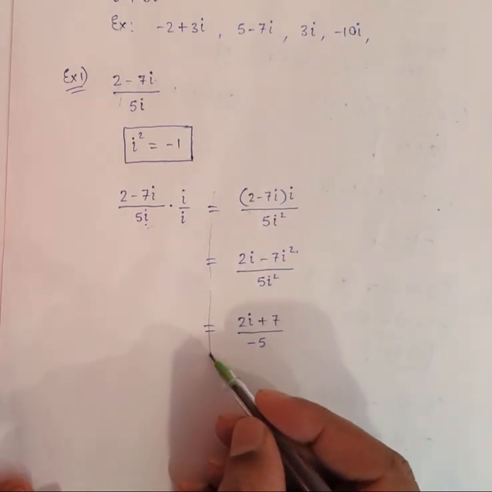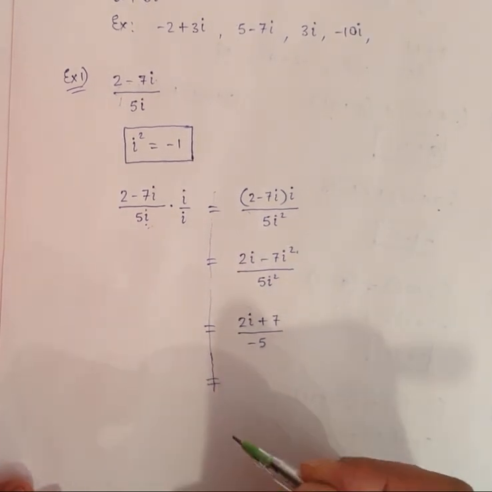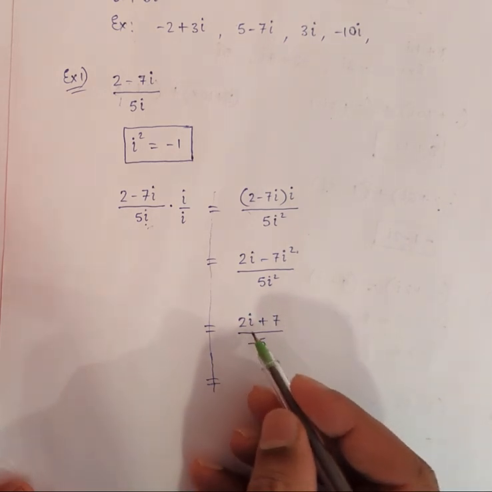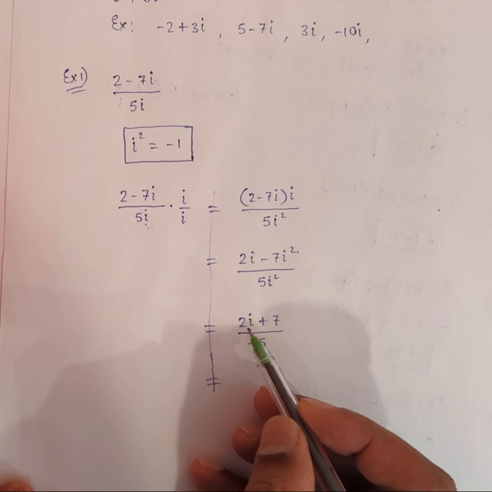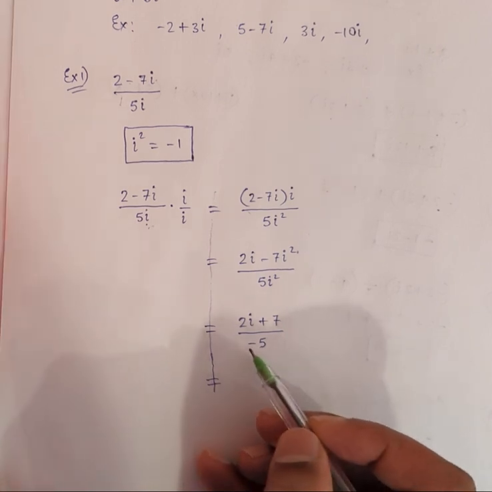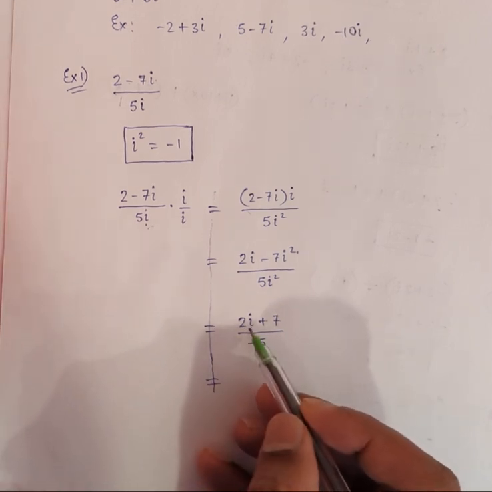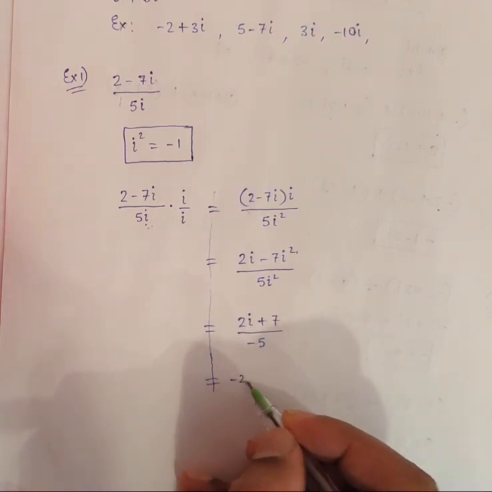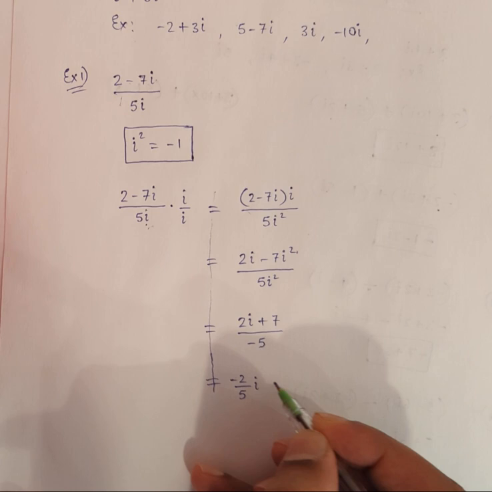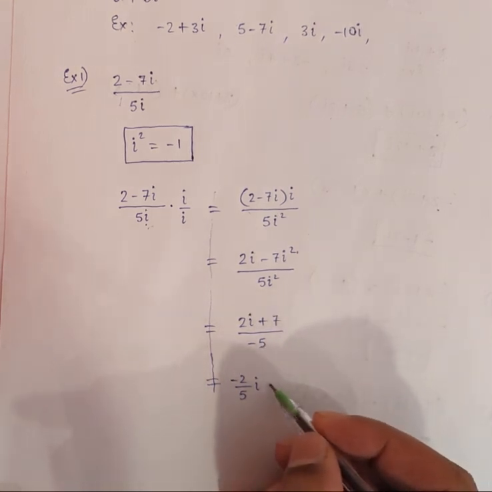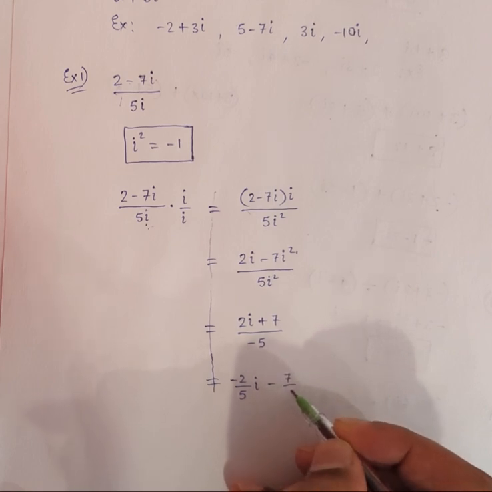And look, now we don't have i in the denominator. So I can think of this as a binomial divided by -5. That's what it is. So I can divide each of the terms of the binomial. So 2i over -5, I get -2/5 i, and I have to divide 7 by -5. So that's -7 over 5.